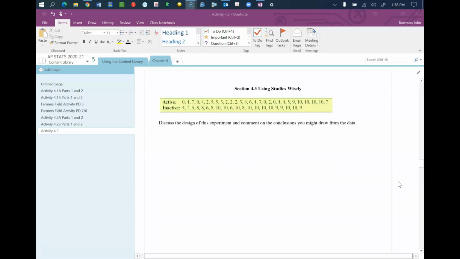So I'm going to go into a rather extensive discussion of this experiment just to try and hit on all the things that we've talked about in experimental design. First of all, this is a completely randomized, double-blind experiment. By completely randomized, we mean that we had no blocking.